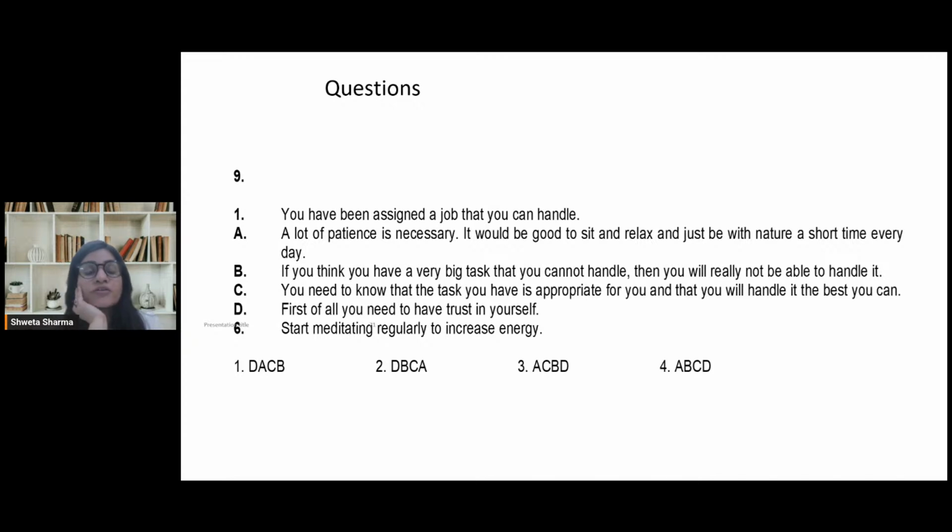First of all, you need to have trust in yourself. Start meditating regularly to increase energy. This is what the sentence says.